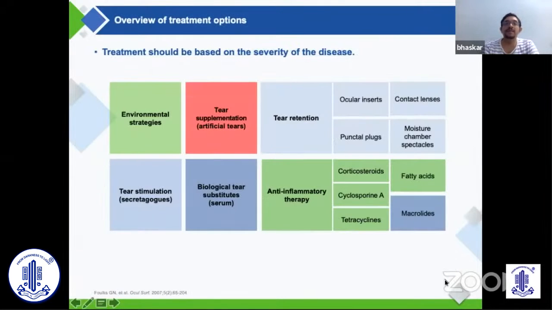So when you look at the general algorithm for a dry eye treatment pattern, when we start treating patients, you have environmental strategies which you might need to address. Most of us primarily look at tear film supplementation with artificial tears, and that forms one of the most important arms of our treatment. But as the disease severity increases, you would have to consider tear retention strategies, stimulation strategies, and biological substitutes, along with the role of anti-inflammatory therapy.